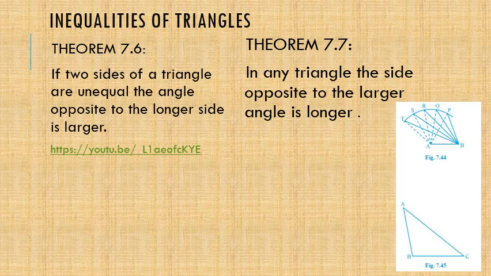So if you know that one particular angle is larger than the other two, then the side which will be opposite to the larger angle will be longer. Now on the right corner you will see the figure which shows what we are talking about. Now follow the arc PT in your figure 7.44.